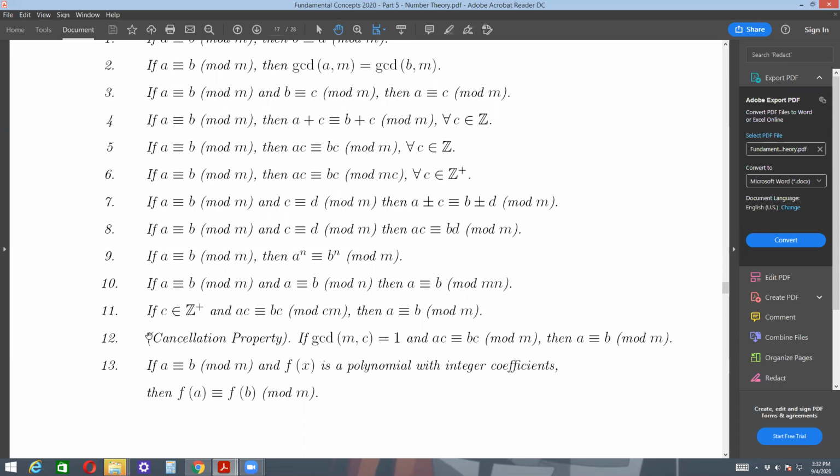The one that lets you divide in here and forget about this one is only this property. This is the cancellation property, and this is important to note, the distinction between this one and this one. So in order to cancel this C without affecting this, you need the GCD of M and C to be 1, meaning that you can only cancel a number in a congruence if the number is relatively prime to the modulo.